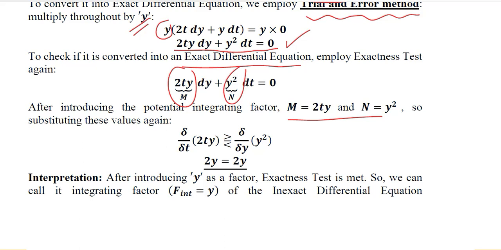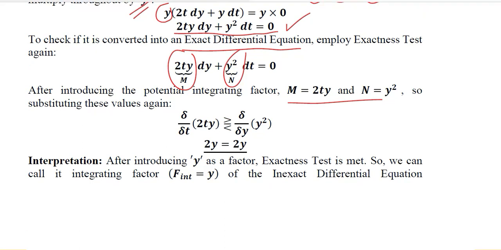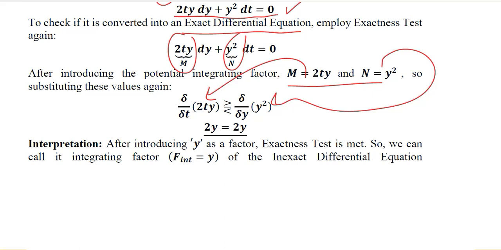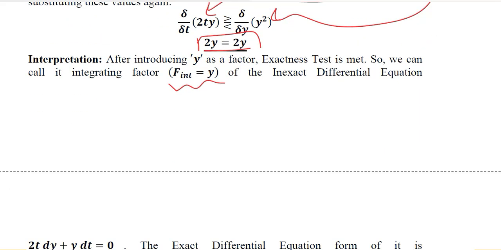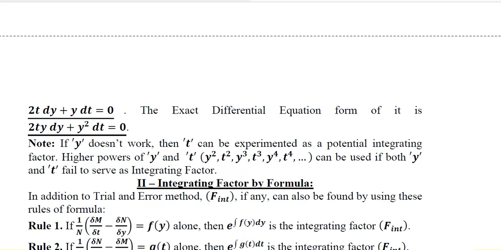Now the new value of m is this and the new value of n is this. We have noted these two values, and now we are going to substitute these values in the exactness test to see if we have achieved the exactness in the differential equation or not. So it was not equal before, it is now equal, which means that now it is converted into an equation which is exact differential equation. So this is how we can convert the inexact differential equation into an exact differential equation. So this was the trial and error method.